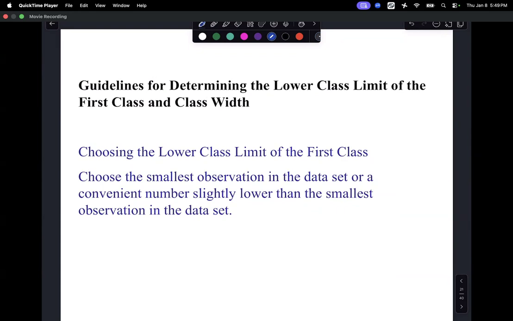So when you are choosing your bin width, when you're choosing your class width, you're choosing your lower class. So when you're choosing your lower class limit of the very first class, we like to choose an observation that is just slightly lower than the lowest value you have. This says convenient number. I say pretty number, whatever it is, just something slightly lower, so it's a nice, pretty round number like the 670 was.